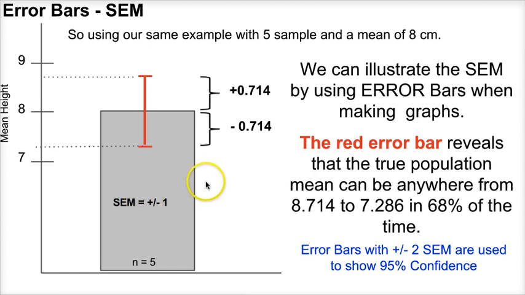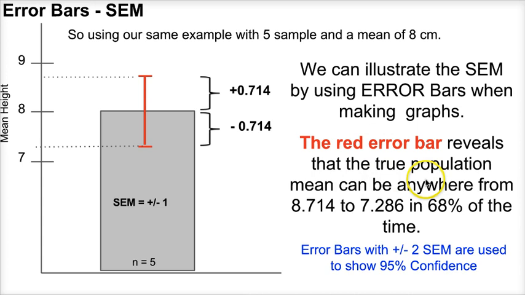This tells me how much lack of confidence I have. This is all the wiggle room. So I got 8 from my measurements. That's my average, and this is how much I'm unsure. So this is an area of uncertainty, and the bigger this bar, the more uncertainty I have. We can illustrate the SEM, or standard error of the mean, by using error bars.